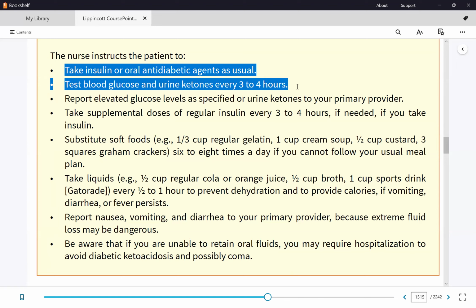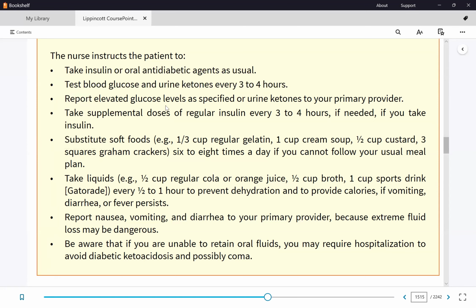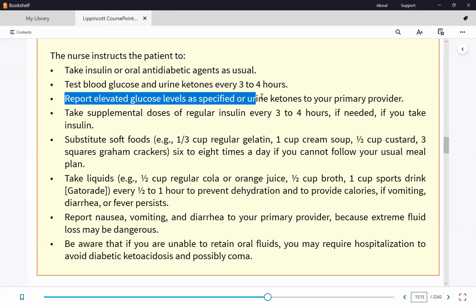Continue to test your sugar. In fact, when you're not feeling well, check it more often. If you're used to checking it twice a day or once a day or 3 times a day, check it more often, because your sugar is going to be out of control. It's going to be higher than usual when you're not feeling well. And of course, report.